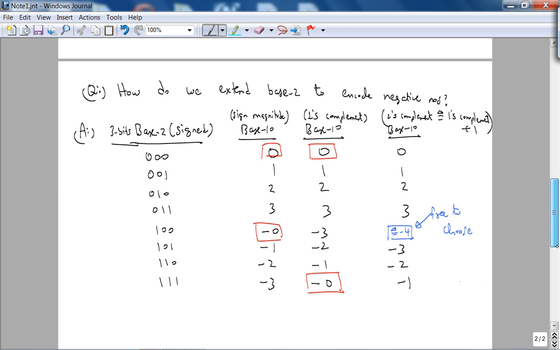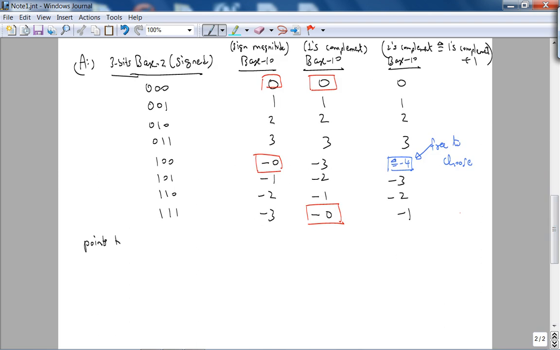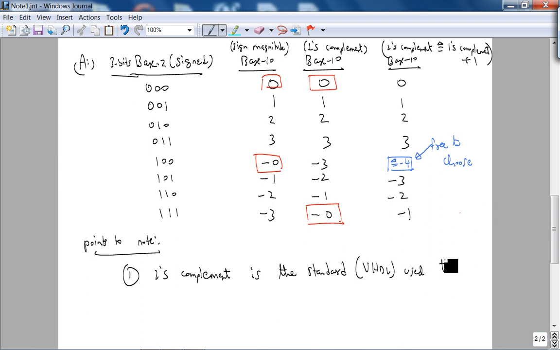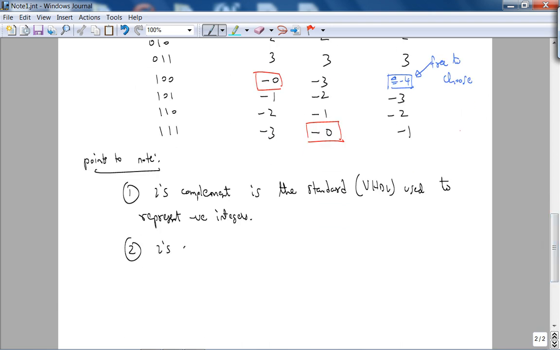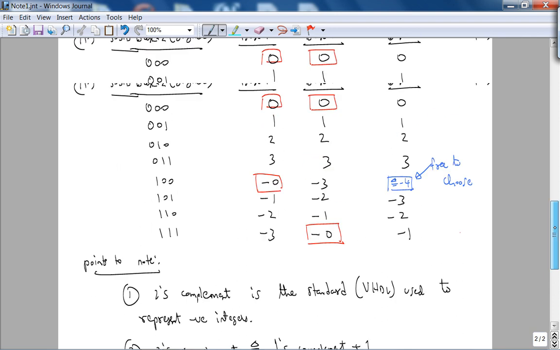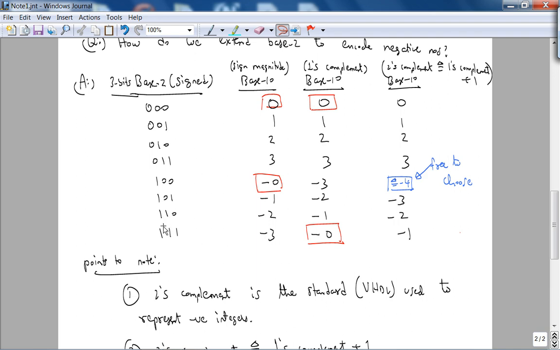So basically, the points to note are, number one, 2's complement is pretty much the standard. So in VHDL it is also used to represent negative integers. Okay, that's number one. Number two, 2's complement is defined as 1's complement plus 1. And of course, this works both ways in the sense that, for example, let's take the 2's complement of negative 2. We should get positive 2. So you get 0, 0, 1, 1's complement plus 1, 0, 1, 0. You get positive 2 and vice versa.